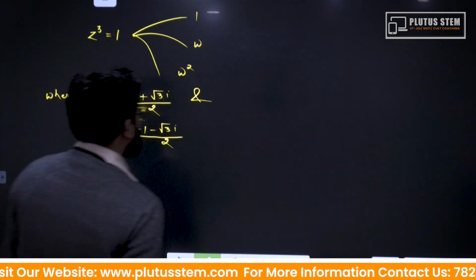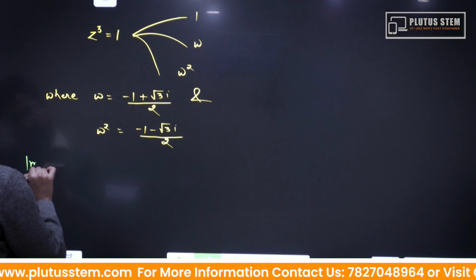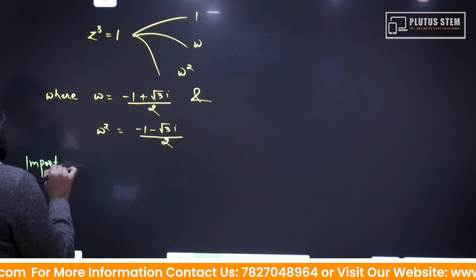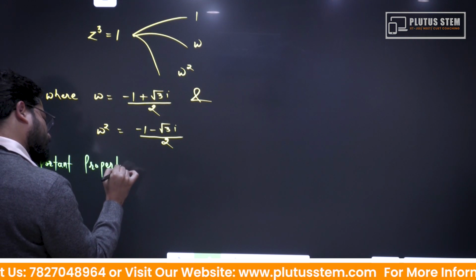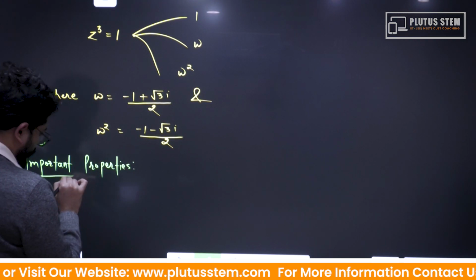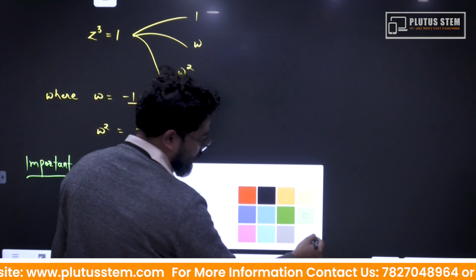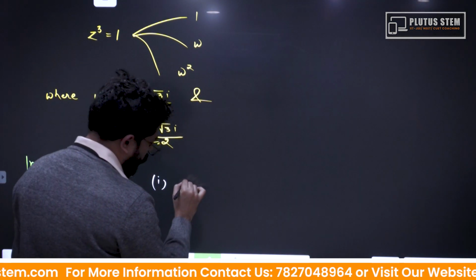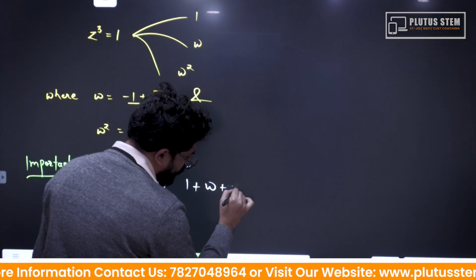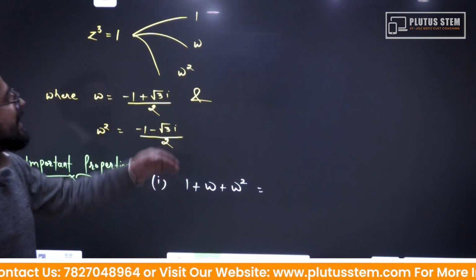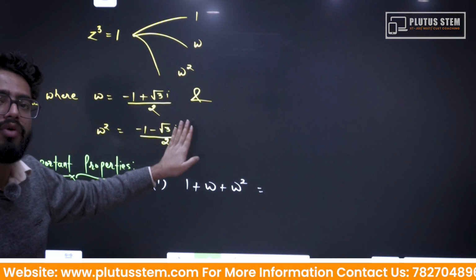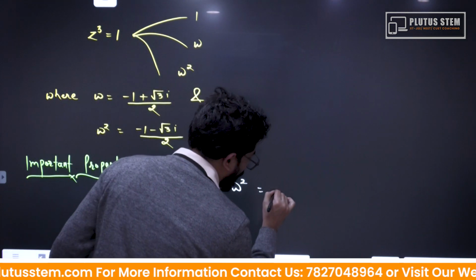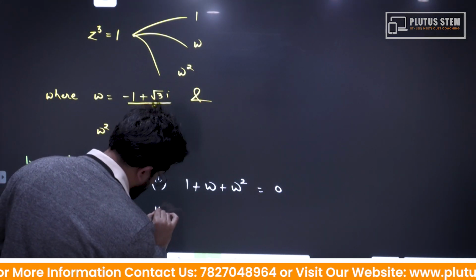Some important properties related to this, which are very important for your exam. The first one is 1 plus omega plus omega square. We have the value of omega and the value of omega square, so when you add them with 1, you will get 0.